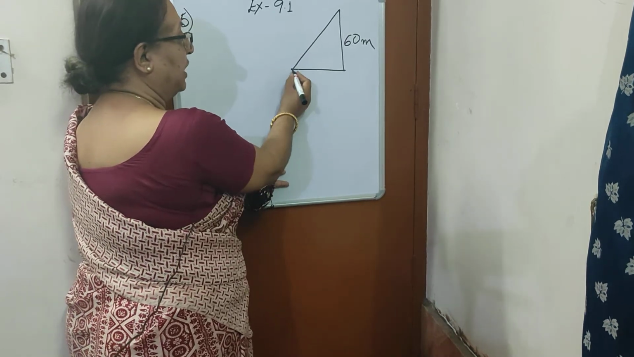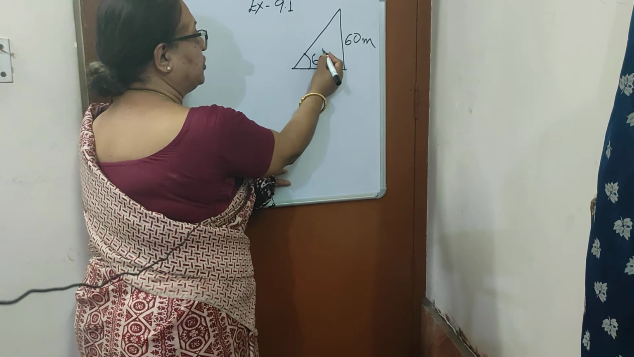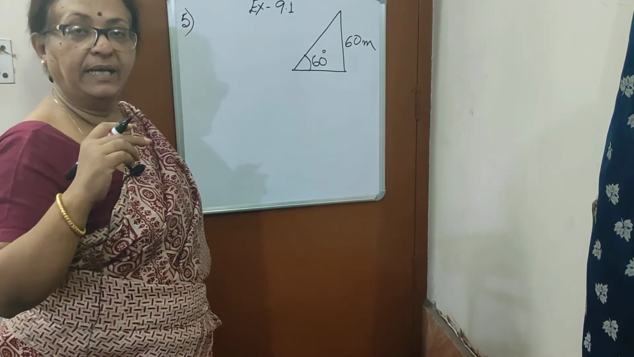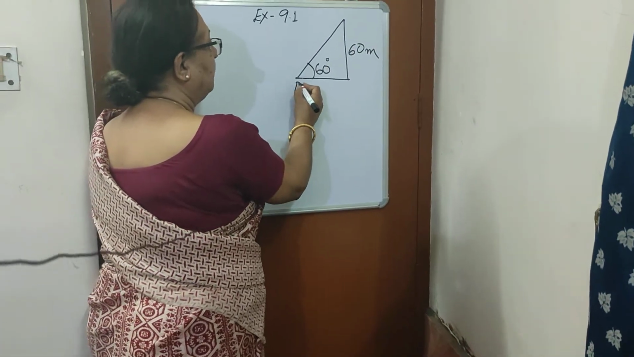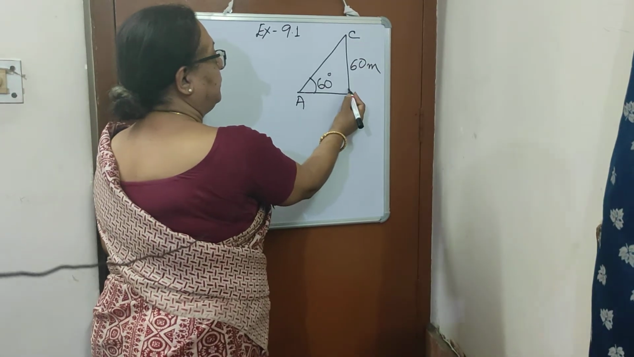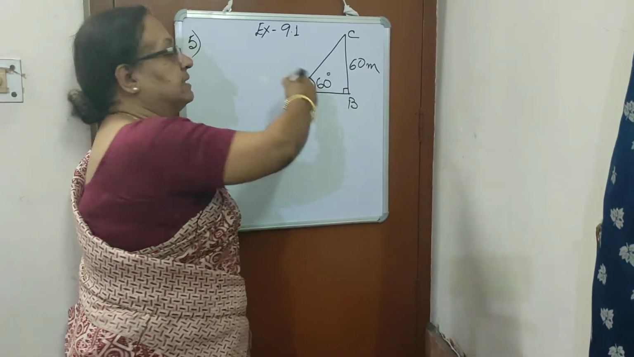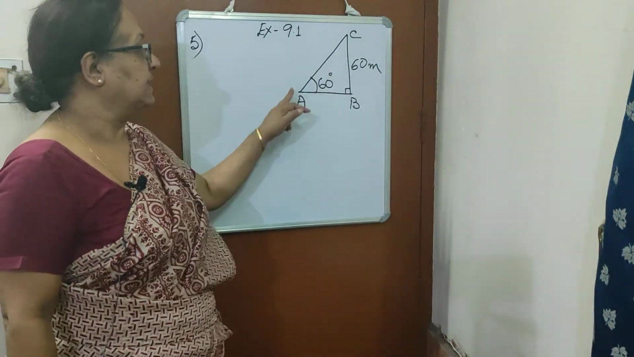This kite is attached with a string fixed at the ground, making an angle 60 degree. What you need to find? You need to find the length of this string. So, we label it, suppose A, B, C. Again, this is a right angle triangle. We need to find AC.